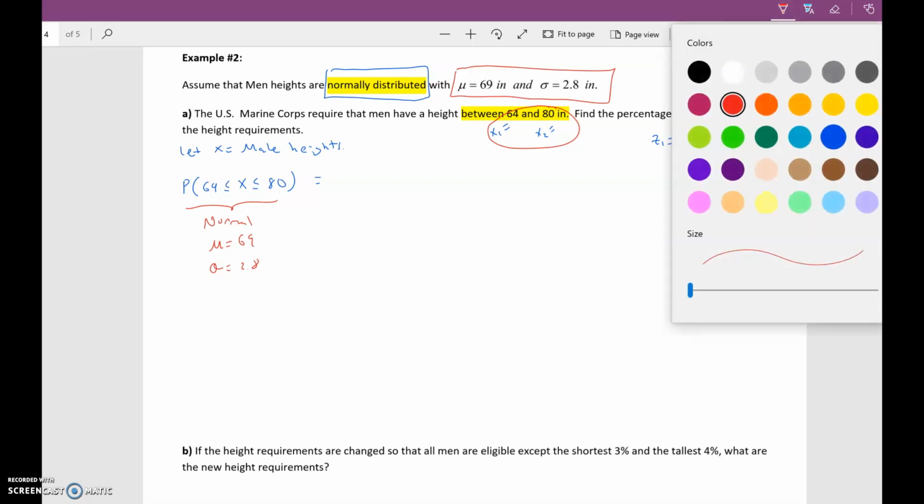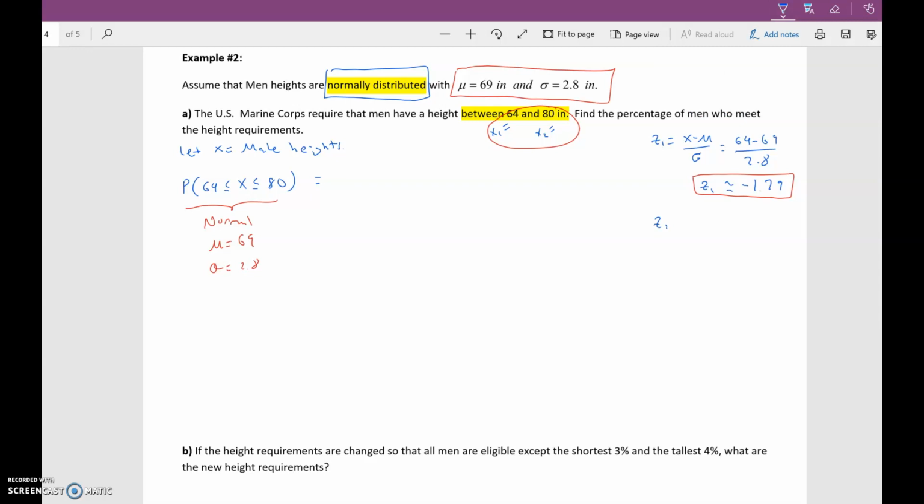Your second z-score, I'm just going to label it as Z2, is equal to x2 minus mu divided by sigma, or in this case 80 minus 69 divided by 2.8. So your second z-score is actually going to be, I'm getting 3.93. And I'm just rounding to 2 decimal places, because some of the problems on the software may ask you to round to 3 decimal places.